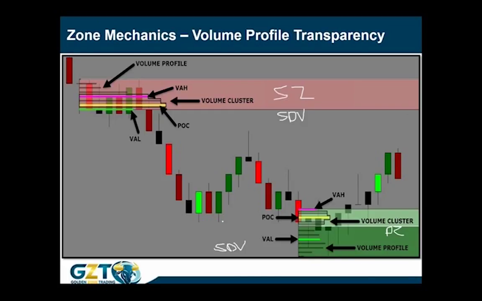Why are we doing this? Because supply and demand on its own is based off order flow and price. So if supply and demand equals order flow plus price, where's the volume in here? Wait a second, where's the volume? There is none if you just look at supply and demand by itself.